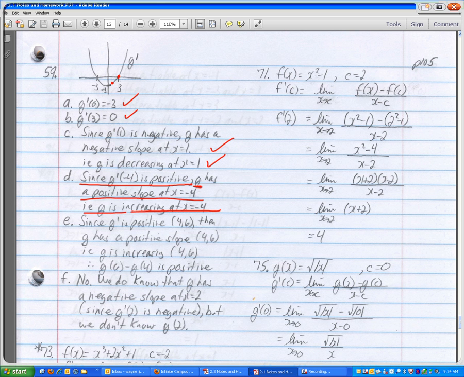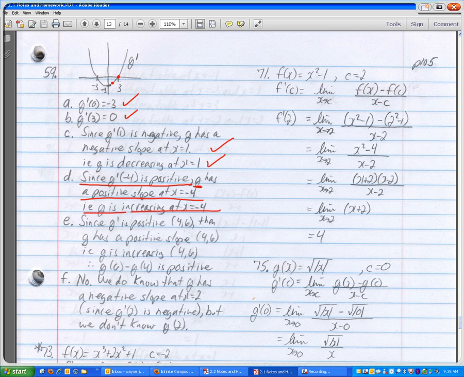And notice that when I write it up, I'm talking about the specific point they tell me. But in general, negative derivative and decreasing function go together, always. In general, positive derivative and increasing function go together, always. Okay?